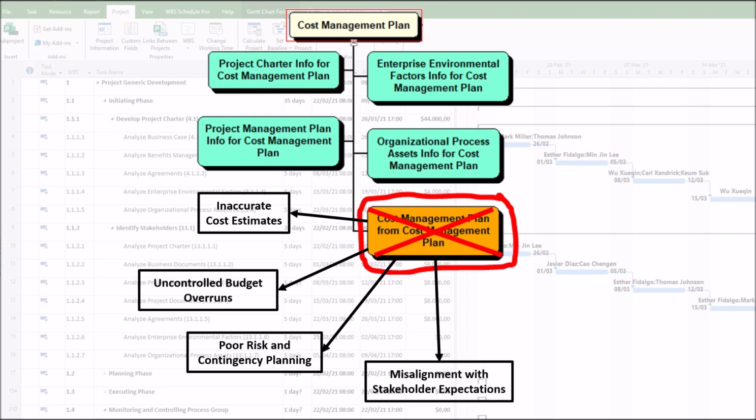4. Misalignment with stakeholder expectations. Stakeholders may lose trust if costs are not tracked transparently. For example, a sponsor withdraws funding due to inconsistent financial reporting.